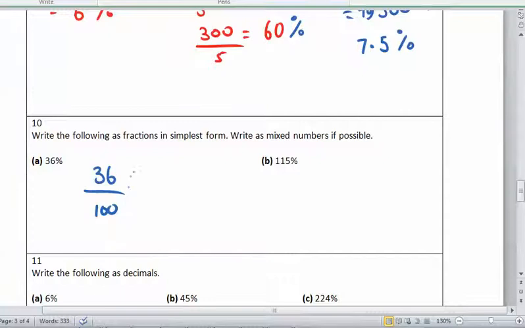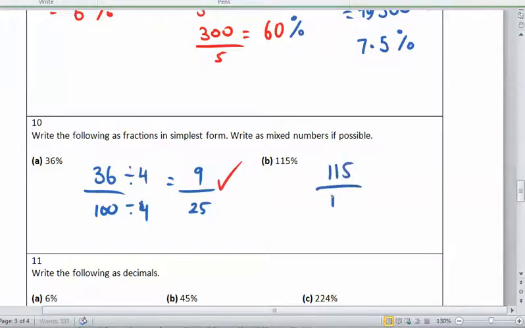No. Let's just say that the highest common factor is 4. Divide the top by 4 equals 9 over 25. Can we simplify that? No, our answer is 9 over 25.